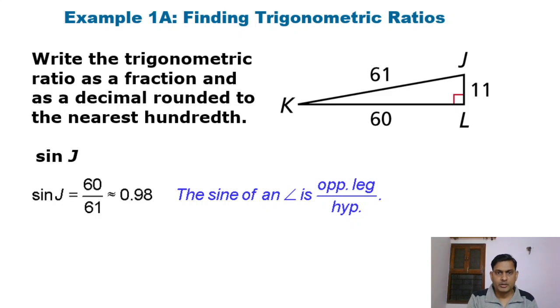Now we move forward to one example. There is a triangle JKL. This is a right angle triangle with right angle at L. We know three sides JL, LK and JK. We have to find sine J. Sine J will be equal to opposite leg upon hypotenuse. What is the opposite leg with respect to angle J? It is LK and hypotenuse is JK. So sine J will be LK upon JK, that is 60 upon 61. It is equal to 0.98 if you calculate using the calculator or by yourself.